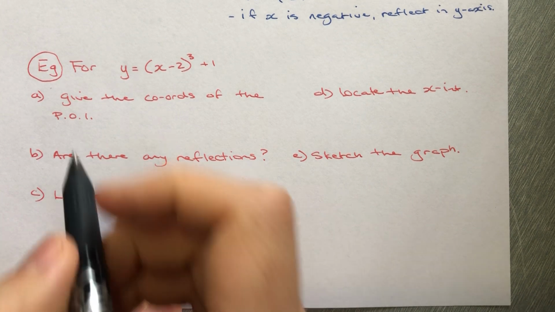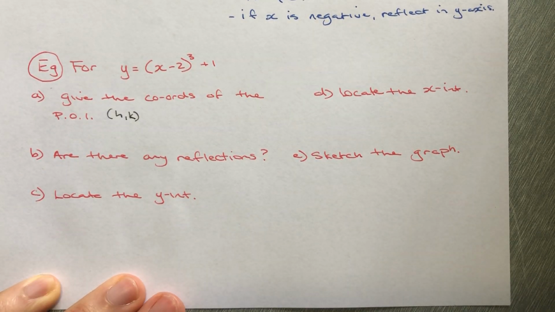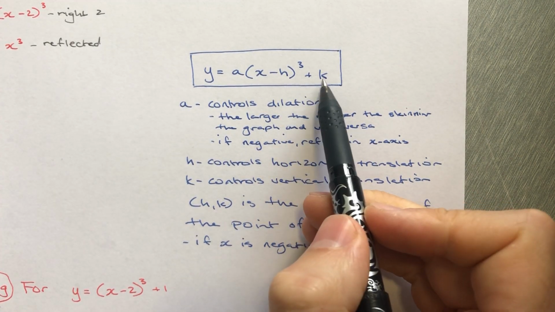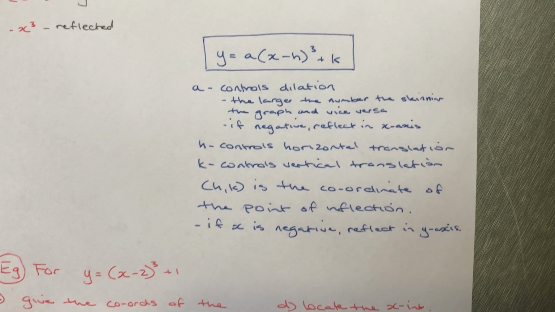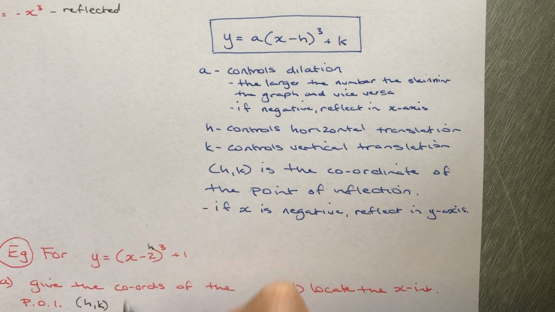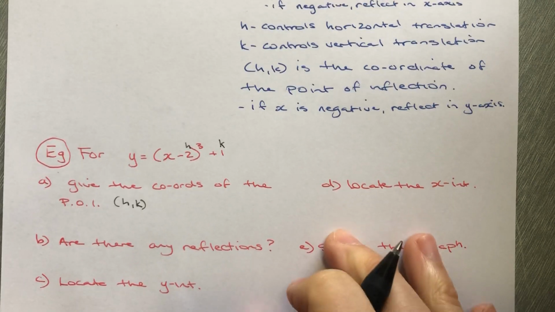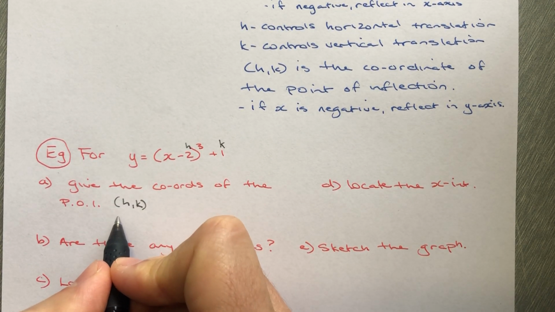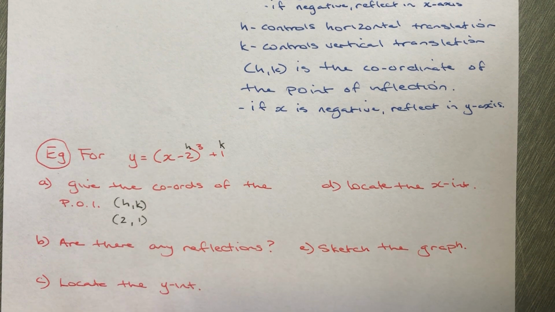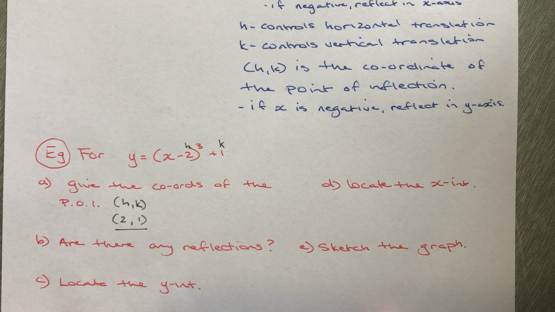Now remember, the point of inflection is at (h, k). Now if we look at our general rule, there's h, and there's k. So let's apply that to our rule down here. That means this one is going to be h, which is 2, and our k is 1. So we can say that the coordinates of our point of inflection is (2, 1). That's really important if we're trying to sketch any graphs, which we are right now.